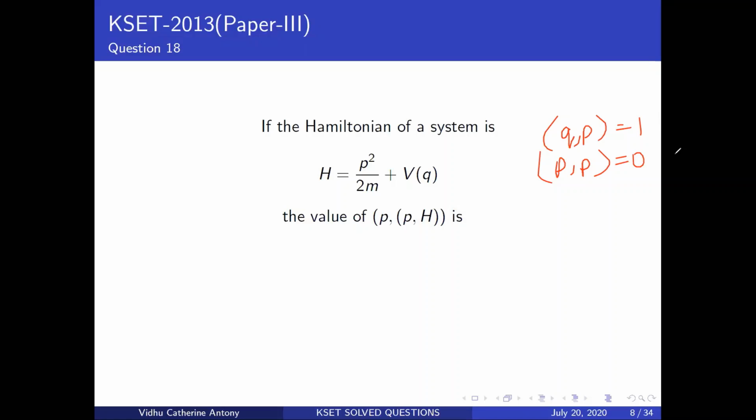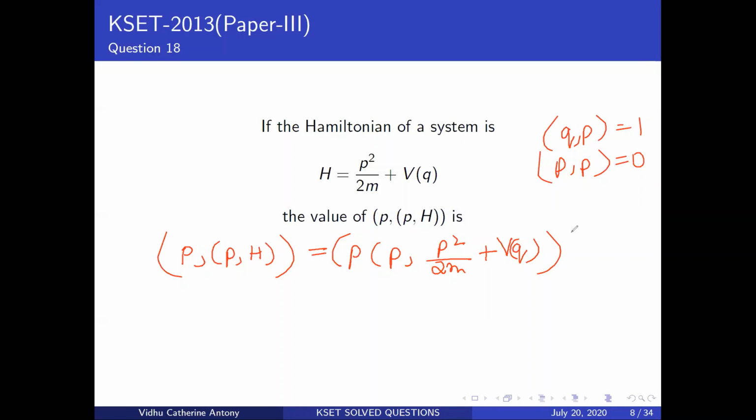Okay, now let's take a p and an H. What do you end up getting? You get {p, {p, p squared divided by 2m plus V of q}}. I'm going to substitute this value of H, and then I put another bracket. So now how do I calculate this out? Let me just do the inner bracket first, and after I solve that, I'll put it back in and then solve it again.